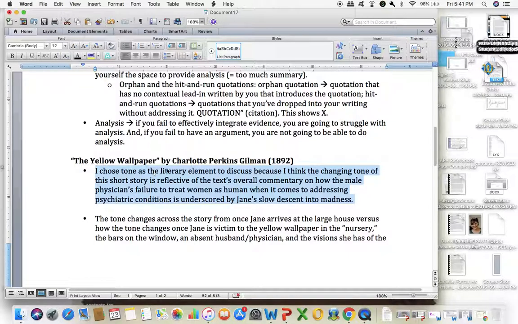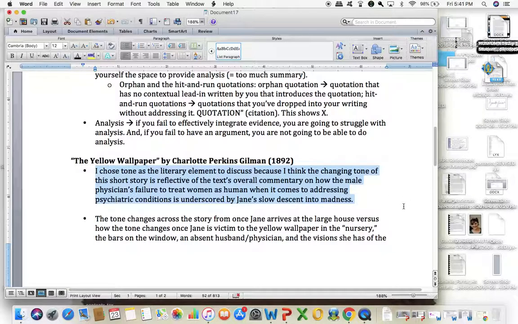So here I said I chose tone as a literary element because I think the changing tone of this short story is reflective of the text's overall commentary on how the male physician's failure to treat women as human when it comes to addressing psychiatric conditions is underscored by Jane's slow descent into madness, right?